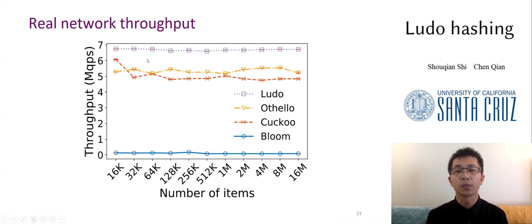This figure shows the throughput for two threads in DPDK. Ludo reaches the bottleneck of the NIC, and the other three algorithms show improvements of nearly 2 times.